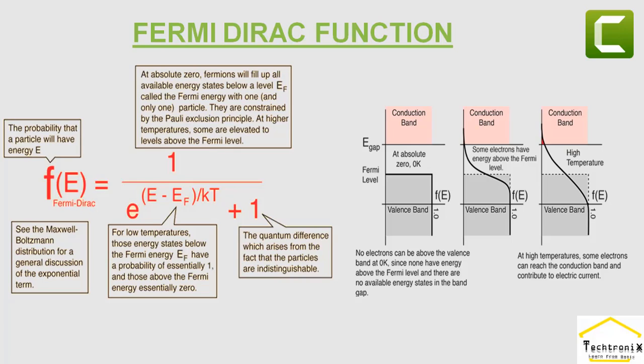As we can see here, at absolute zero Kelvin, the Fermi level is lying in between the conduction and valence band. When the temperature increases, we can see here that at high temperatures some electrons can reach the conduction band and contribute to the electric current. This is how the graph will look after increasing the temperature.